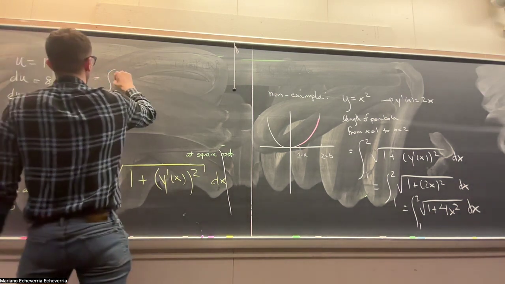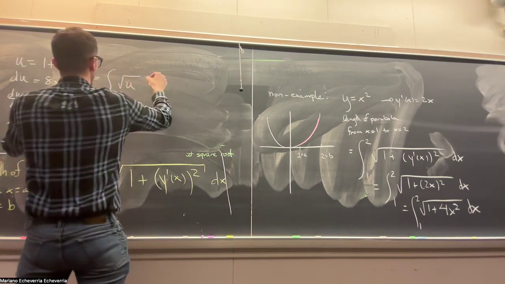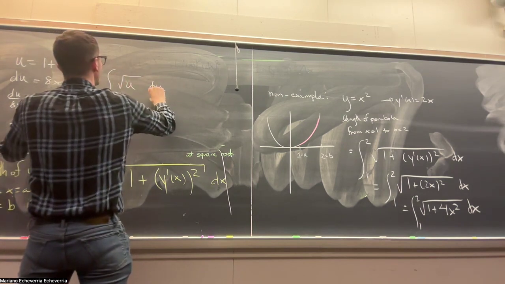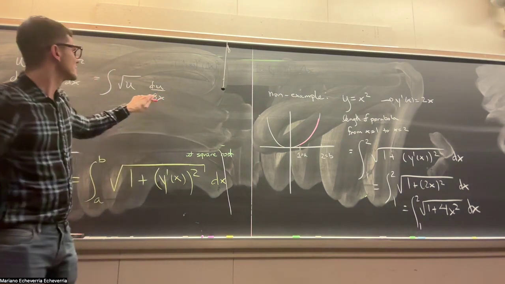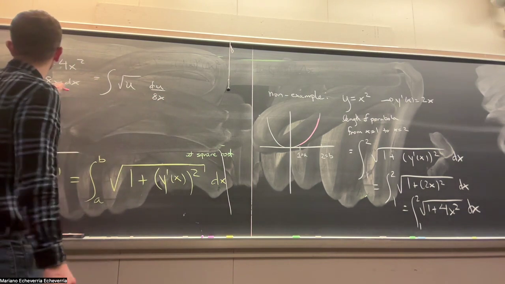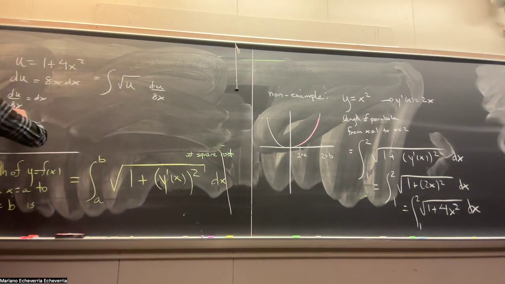I mean, yeah, you could write this as root of u, but then dx is du over 8x. So you have not really succeeded, because you have to write everything in terms of u, right? And writing everything in terms of u does not make your life easier. You can solve this for u, so it's u minus 1 over 4 root of.